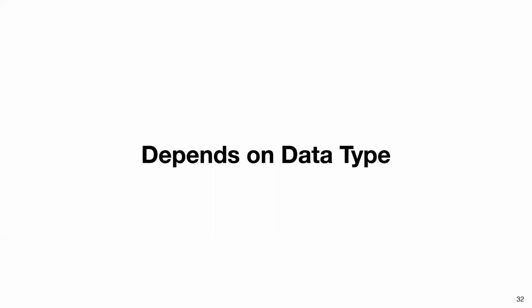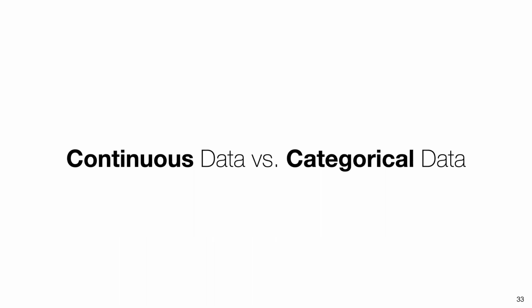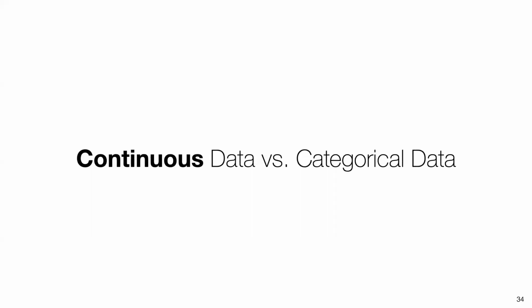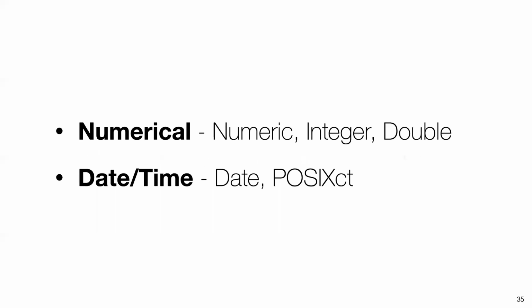It depends on the data type, really. We have two big categories of data type. One is continuous data, and the other is categorical data. The names might be a new concept for some people, but it's nothing but typical things that you have already been seeing. What do I mean by that? Continuous data is numerical. It's basically numbers, and also date and time.